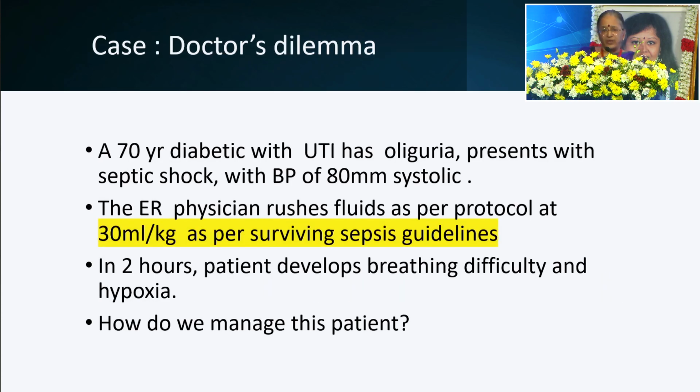And let's look at this. So you are there in the ER, a 70-year-old diabetic with UTI and oliguria, presents with septic shock, 80 millimeters systolic. The ER physician rushes fluids as per protocol. He's not done anything wrong. He's doing it as per protocol, 30 ml per kg as per Surviving Sepsis guidelines. In 2 hours, the patient develops breathing difficulty and hypoxia. How do we manage this patient?